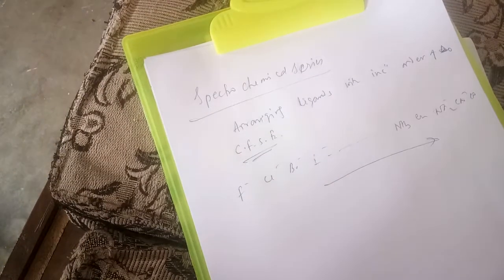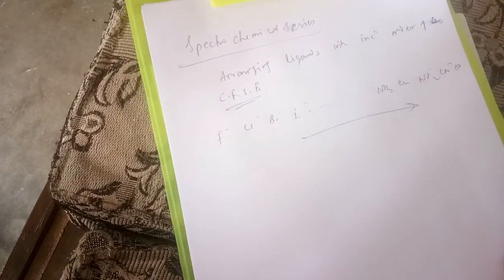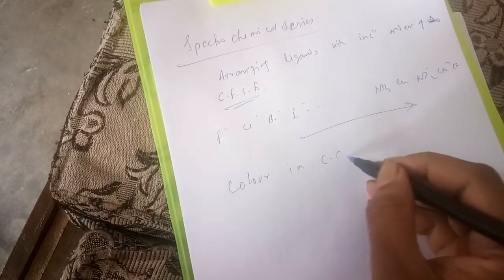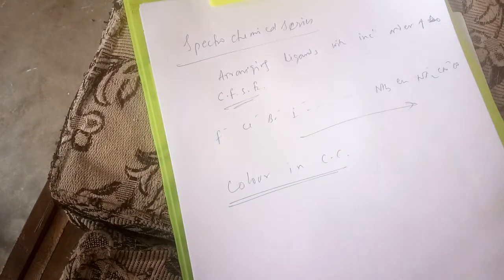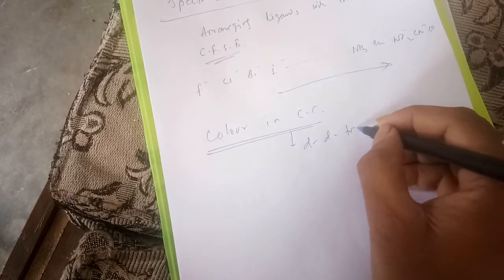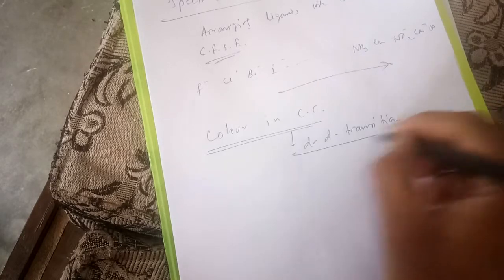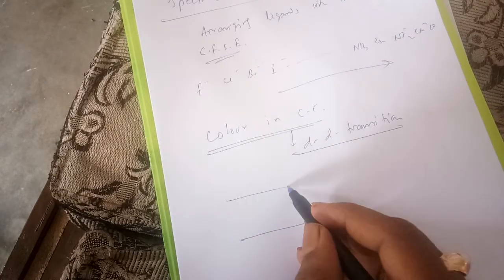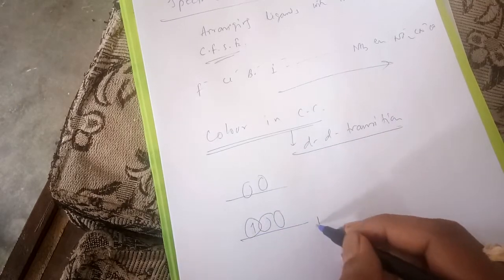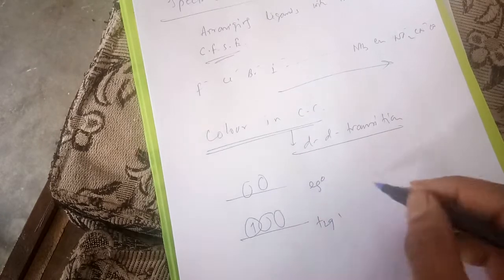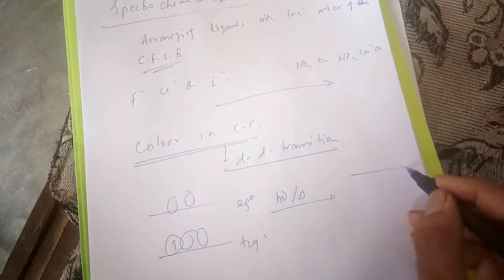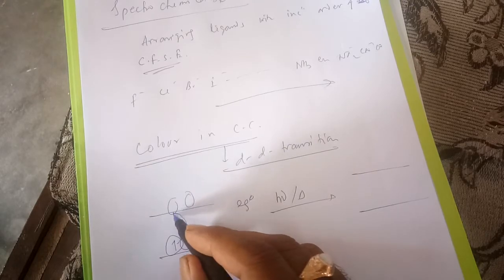Now after that we have color in coordination compounds. The color in coordination compounds is due to d-d transition. Already we have done it in the last unit. So if one electron is here, you can write the electronic configuration t2g1 eg0. If light or heat energy is given, one electron from the lower level is promoted to the higher level.